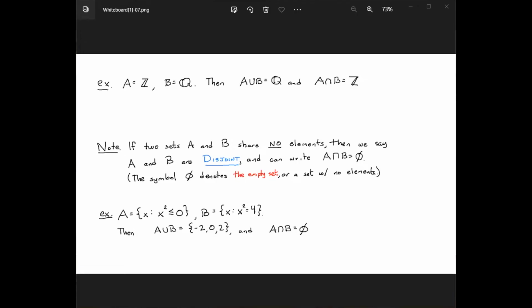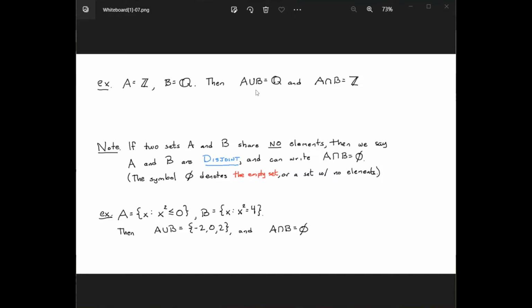A few more examples. Say that we have A to be the set of integers and B to be equal to Q, which is the set of all rational numbers. Well, if that's the case, then A union B is Q, the set of rationals, and A intersect B is Z, the set of integers. Now, why? Because A union B is the elements that are contained in either A or B or both. And that's Q because Q contains Z. Now, the intersection is just what do you find that is shared by these two sets, and that is Z because Z, again, is contained within Q.